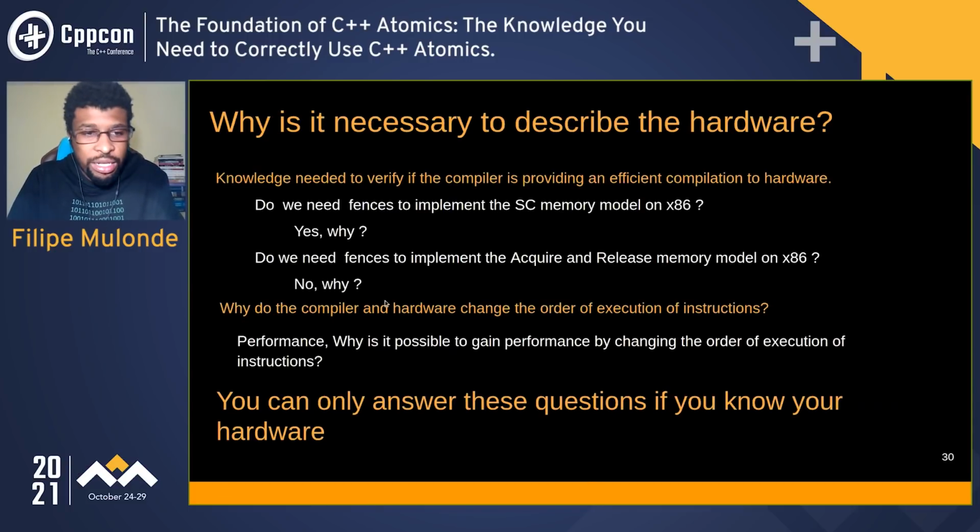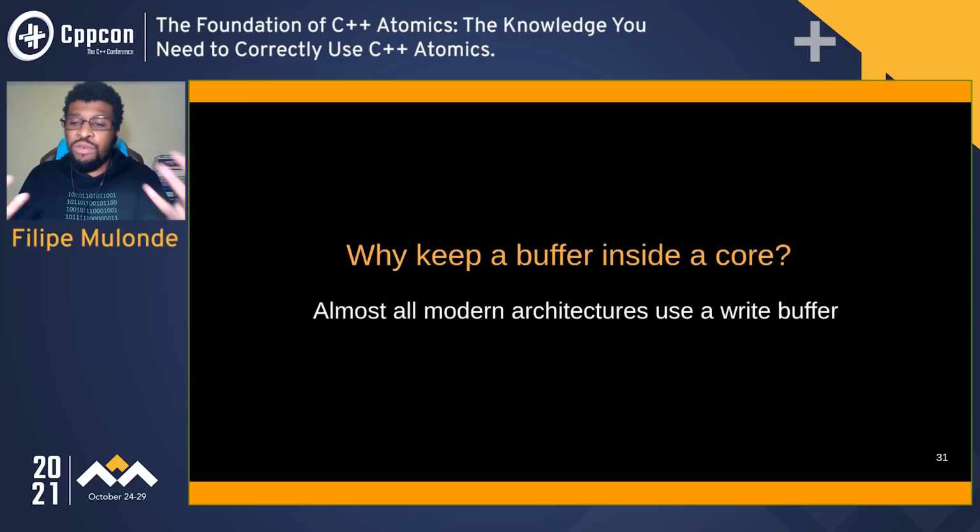So we have one question here. Why do the compiler and hardware change the order of execution of instructions? Well, the answer is performance. The other question is, why is it possible to gain performance by changing the order of execution of instructions? Right? Why, by just reordering instructions, can we gain performance? One can only truly answer this question if one knows the hardware on which he wants to use atomic operations. Why keep a buffer inside of a core?